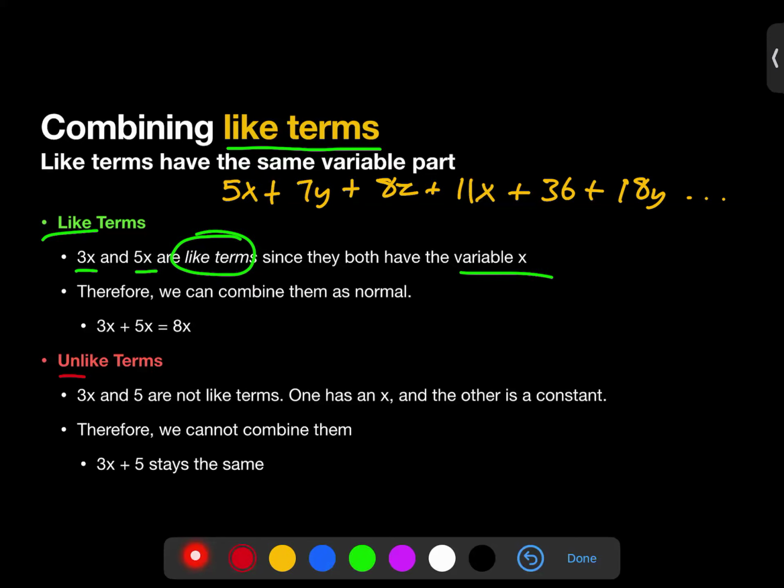Unlike terms, for example, 3x and 5 are not like terms. They're unlike terms because one of them has an x and one of them is a constant. Remember this vocab word, constant. So therefore, we cannot combine them. So let's look at the expression example I've given. Let's look at the first two terms. Are these like terms or unlike terms?